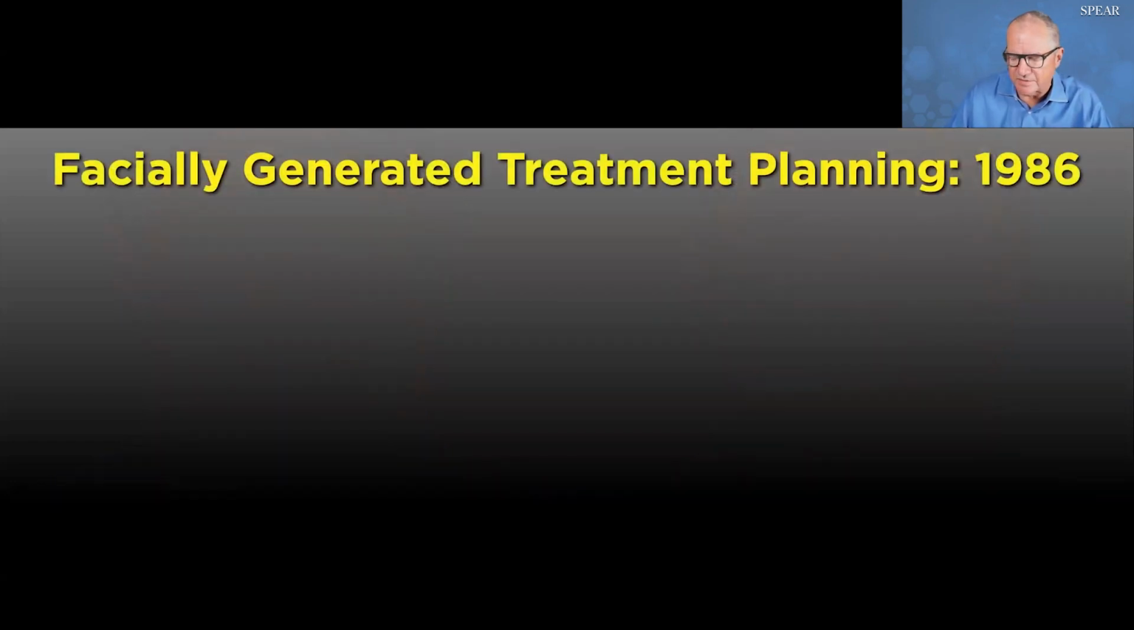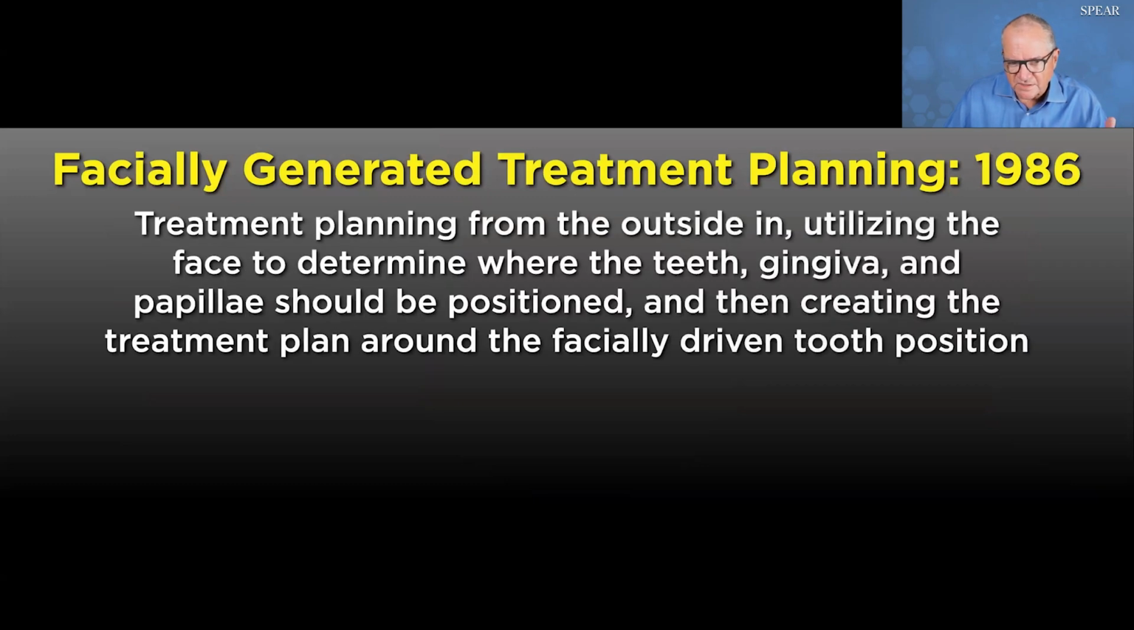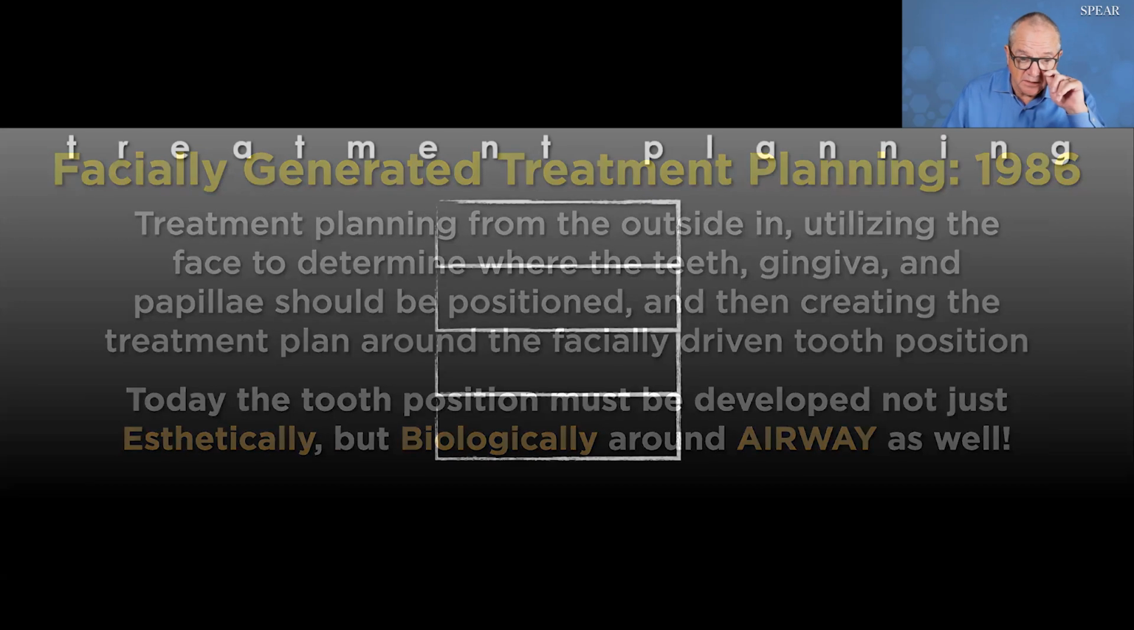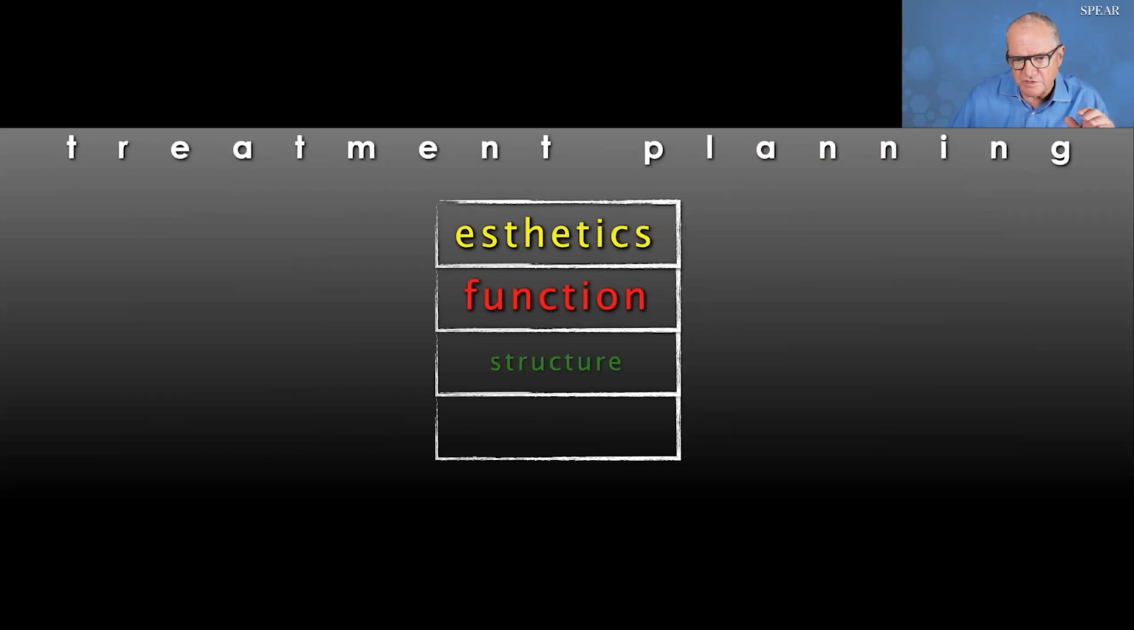And as I said, my first time I ever lectured on it was 1986. It's utilizing the face to determine where the teeth, gingiva, and papilla should be positioned, and then creating the treatment plan around the corrected tooth position. These days, we have to consider aesthetics, obviously function, but we also have to consider airway as well when we do our treatment planning. And so facially generated treatment planning, we call it aesthetics, function, structure, biology, EFSB.